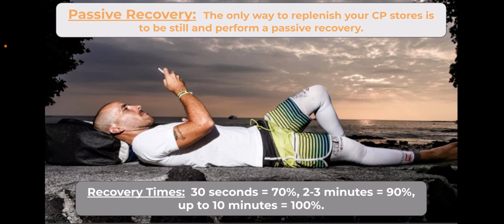Hence why, if you think of a 20-second or a minute timeout in the NBA, it is giving a significant portion of PC stores back. The 30-second shot clock in AFL for a set shot on goal is giving a significant portion of our CP stores back. A 5-minute half-time break or quarter-time break in any sport will allow for recovery of this system and replenishment of CP stores.